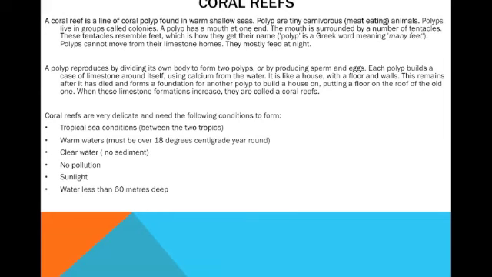Coral reefs are very, very delicate and need the following conditions to form. Tropical sea conditions, so it must be between the two tropics. It can't be too hot, can't be too cold. Warm waters. It must be over 18 degrees all year, so it can't get too cold. It must always be above 18. It must be clear water, so no sediment, no pollution. It needs sunlight, and the water needs to be less than 60 meters deep.